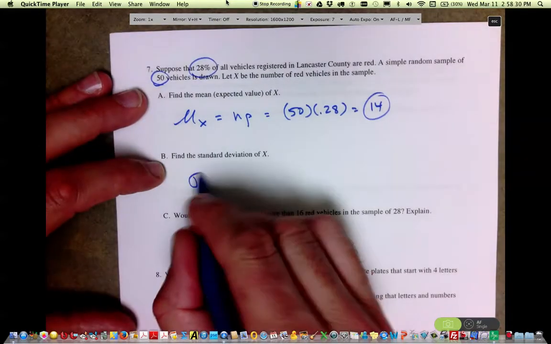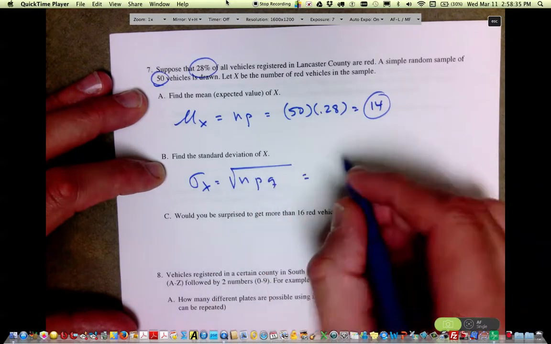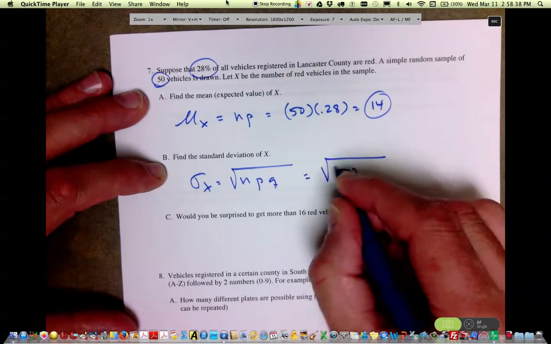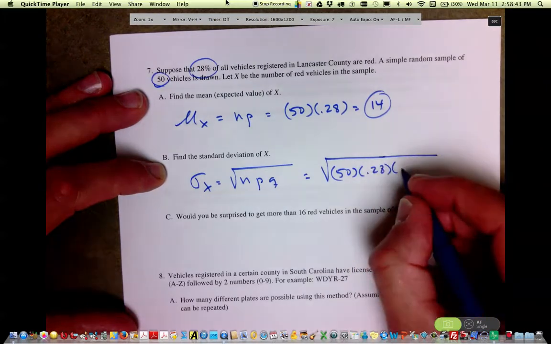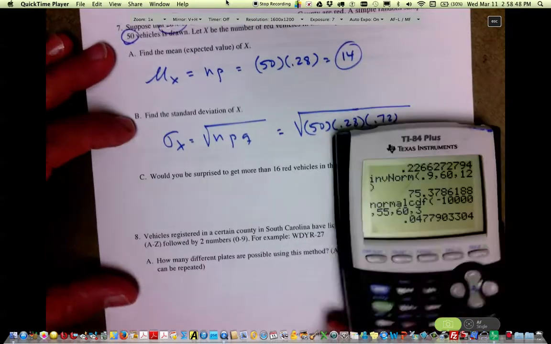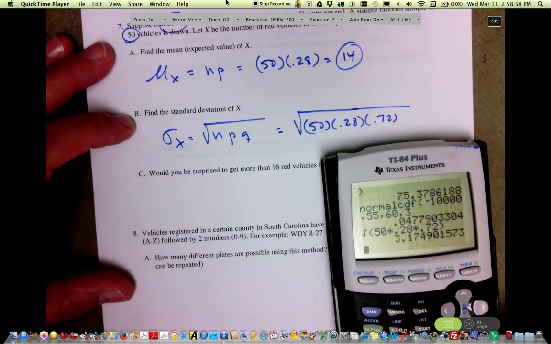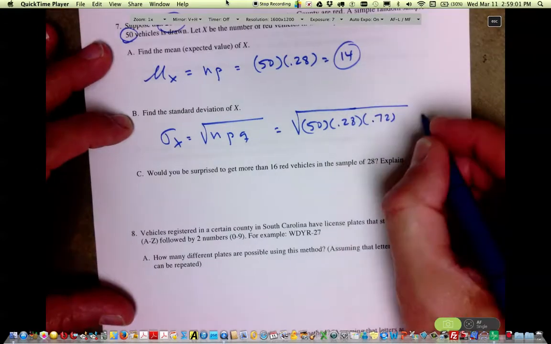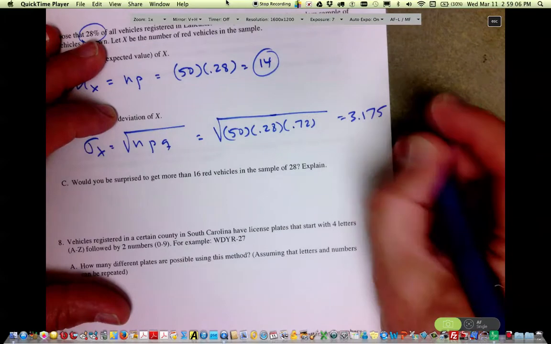Okay, the standard deviation is the square root of npq. This is going to be the square root of 50 times p, which is 28%, and q would be the complement of that, 72%. So square root of 50 times 0.28 times 0.72. That gives me 3.17. Okay, I'm going to call that 3.175.